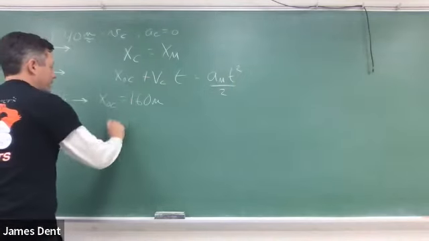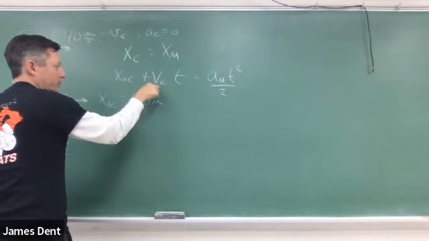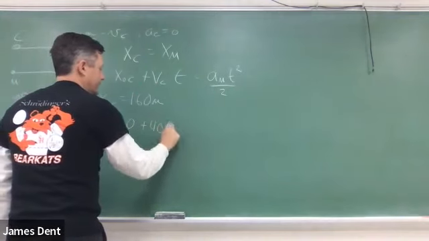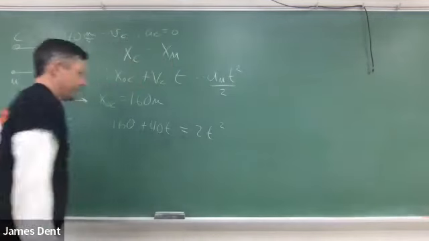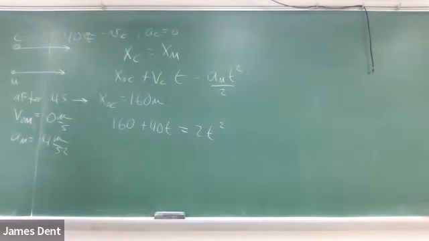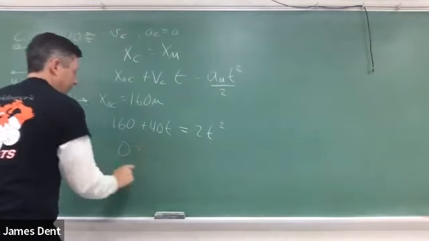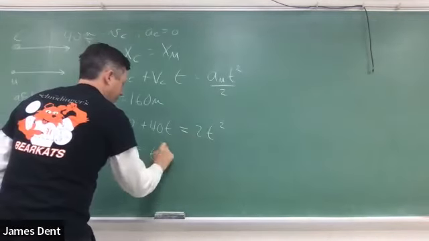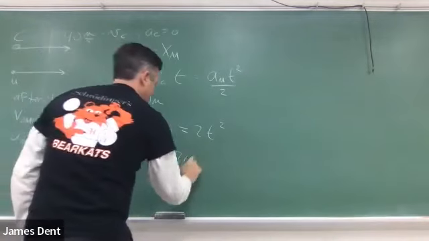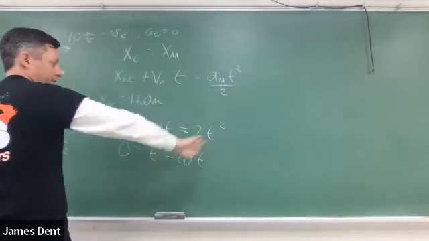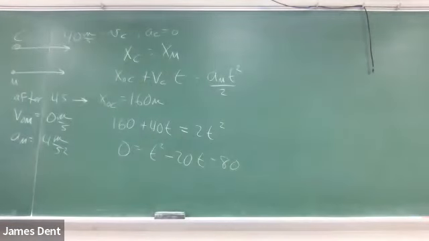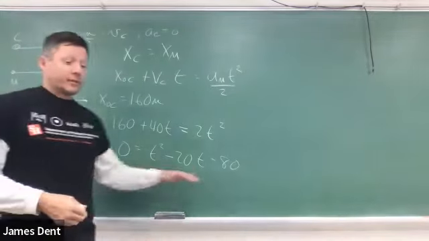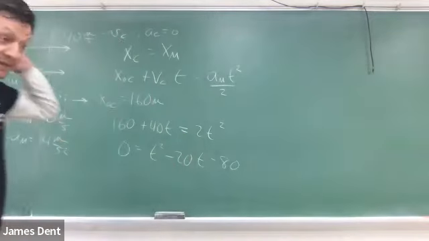Let's see what this looks like. We then have 160 plus 40 t equals 4/2, which is 2 t squared. I would go ahead and divide by 2 at the same time as I take these to the other side, and get t squared minus 20 t, and then minus 80. And then from there you can solve for t. You have to figure out which one of these is the physical answer. In this case, we had one positive, one negative, so it's the positive answer. It was 23 point something seconds.